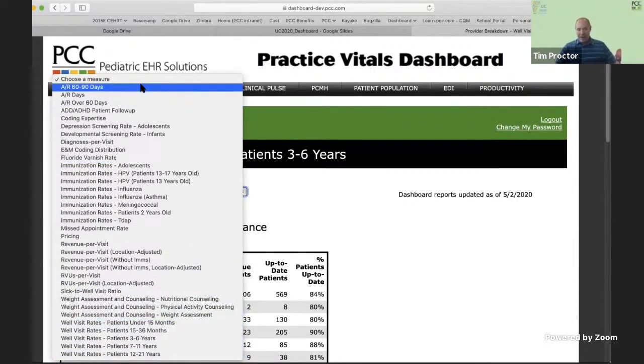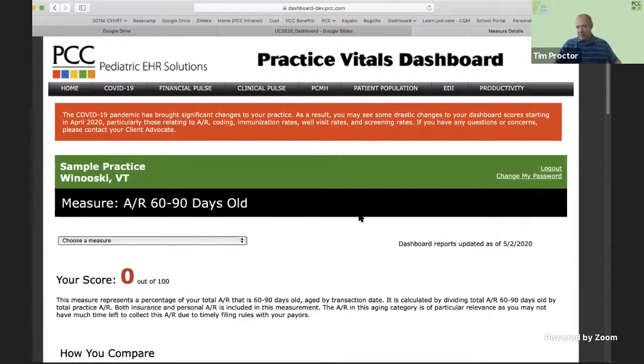I'm going to jump to an AR measure here. And I want to point out something about your AR measures that all of you are really seeing at this point. At the top of the page, and you'll see this throughout the dashboard, we have this big red indicator here, and this is newly added within the past few weeks.